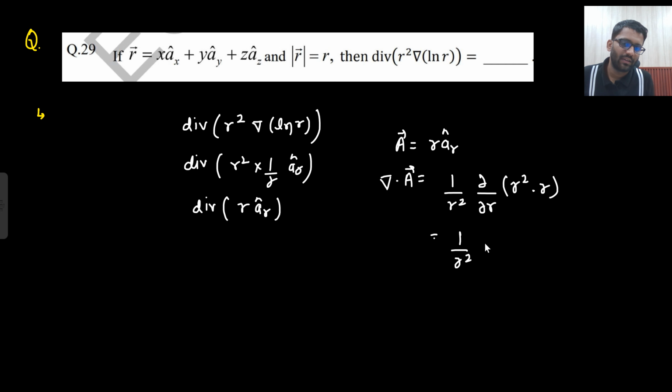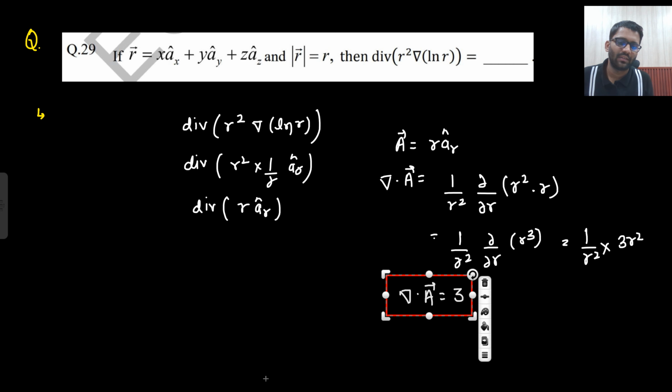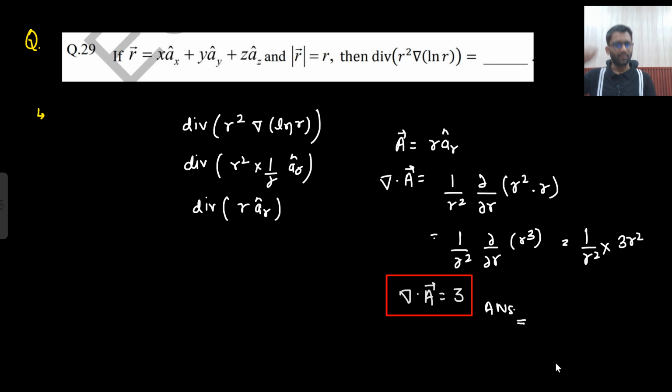1 by r square d by dr r cube. So 1 by r square into 3r square. So del dot A, what you are getting? R square gets cancelled, 3. This is the final answer. Very easy question. These kinds of questions should be solved. Okay, let's see this one. A very good question.